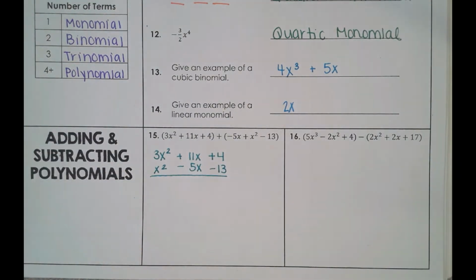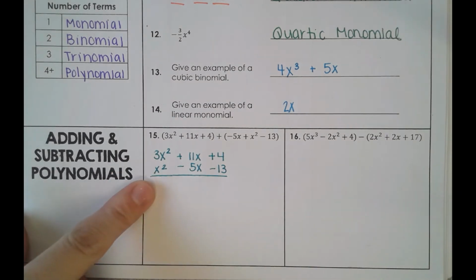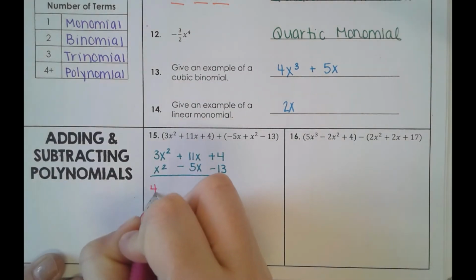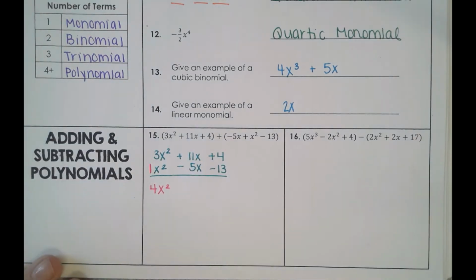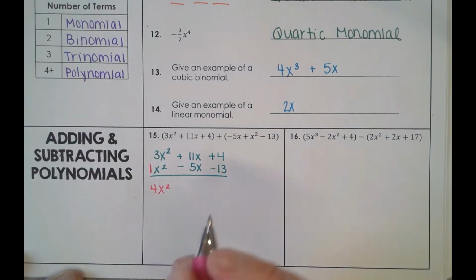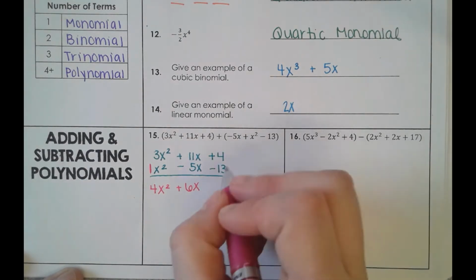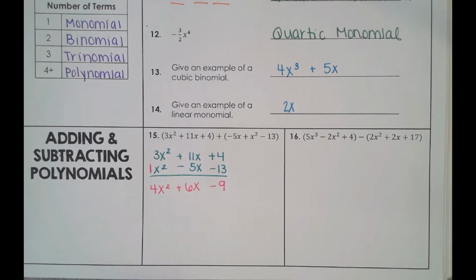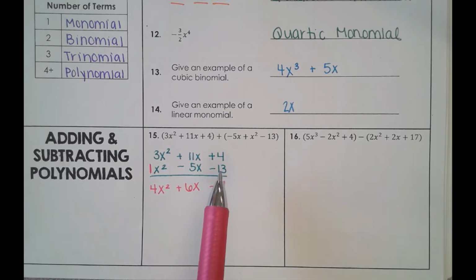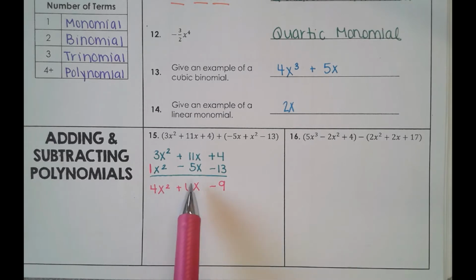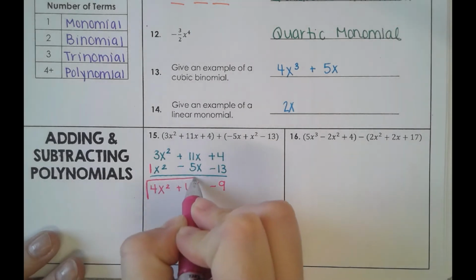And then I just add straight down. So 3x squared and x squared, that's 4x squared, because that's really a 1. 3 and 1 is 4. And then 11 minus 5 is 6x. And 4 minus 13 is negative 9. Now, when you add and you get your answer, you need to look to make sure it's in the right order. So make sure that your highest exponent is first, and then it goes down. And in this case, it does. So this is the final answer.